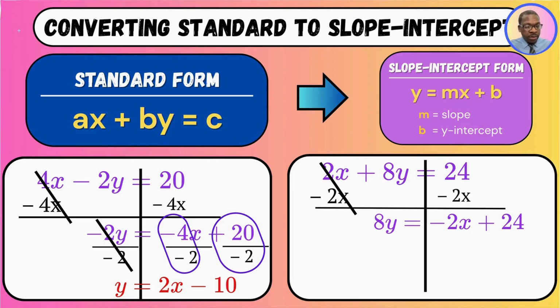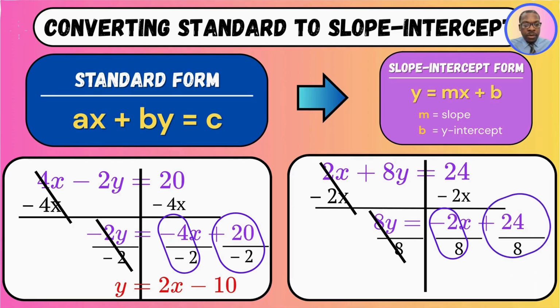Now, what do we need to get rid of now? We've got to get rid of the 8 in front of the y. So divide by 8, divide by 8, divide by 8, divide everything by 8. Cancels. And negative 2 divided by 8, negative 1/4. 24 divided by 8 gives us 3. Y equals negative 1/4 x plus 3.